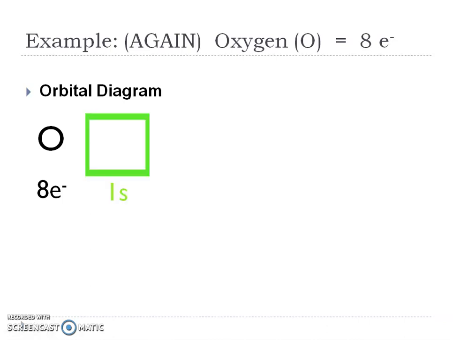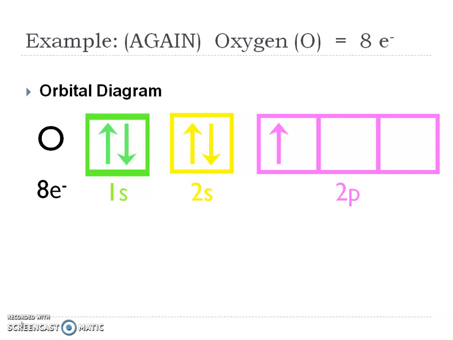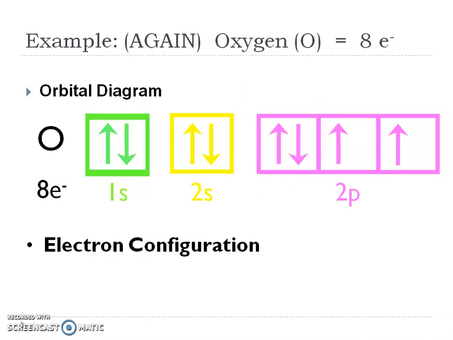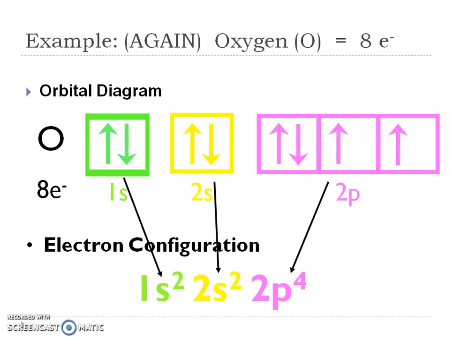So if we look at that orbital filling diagram, it has 8 electrons. 2 are going to go in the 1s, then 2 are going to go in the 2s, and then we have 2p, and we're only going to have 4 more electrons. And remember, 1 in each before we start pairing up. So what's that electron configuration going to be? The 1s2, the 2s2, and the 2p4.